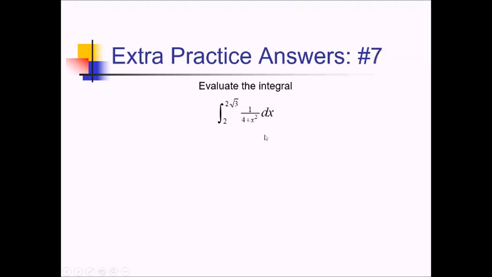For this definite integral, I need to first take the antiderivative of 1 over 4 plus x squared. So this is almost a 1 over 1 plus x squared sort of situation where I would use arctan as the antiderivative, but I'm not quite there yet, so I have to change a few things. Let me start by factoring a 1/4 out of this whole thing. That'll leave me with 1 over 1 plus 1/4 x squared.